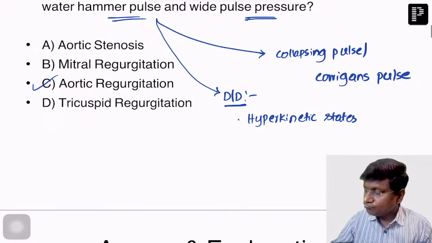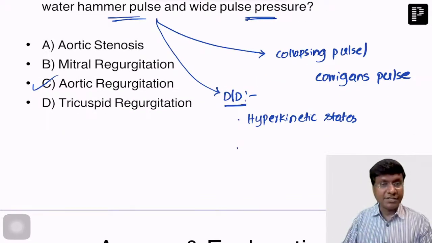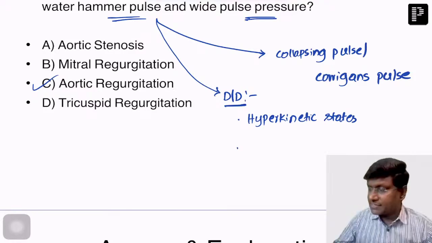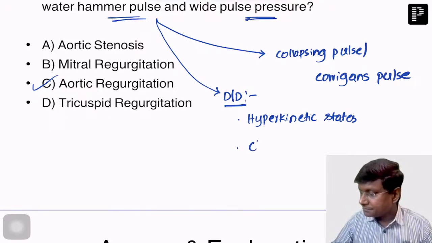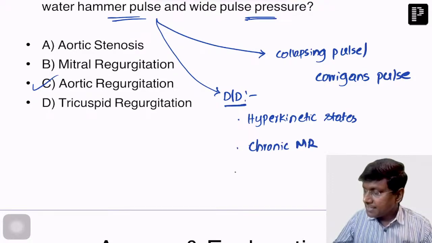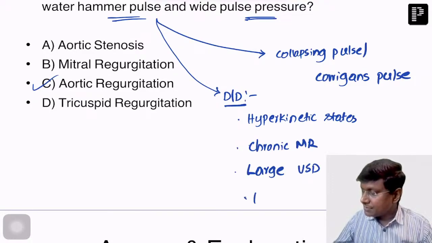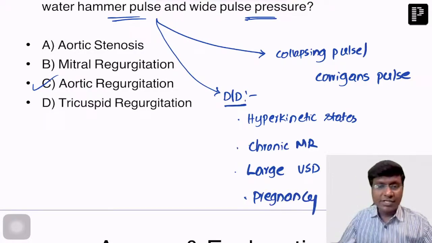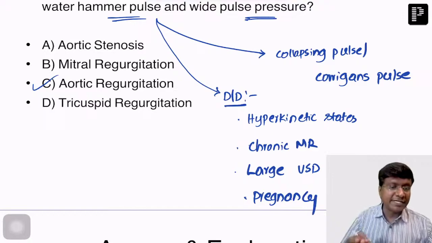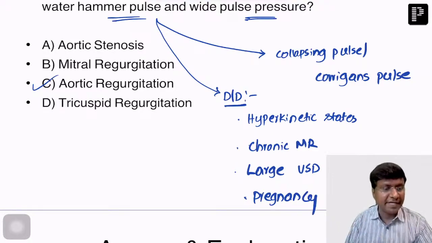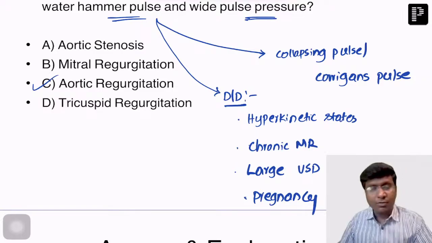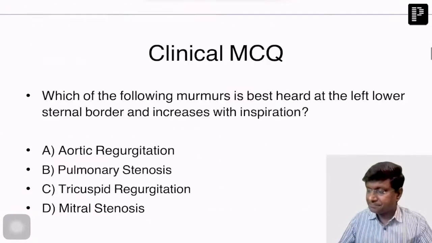Right, that is number one. The other conditions where you will have water hammer pulse are in cases of chronic MR. And in case of large VSD, you can have water hammer pulse. In pregnancy, you can have water hammer pulse. So these are all the differential diagnoses for water hammer pulse. It is not observed only in case of AR. Okay, so this is about your water hammer pulse.